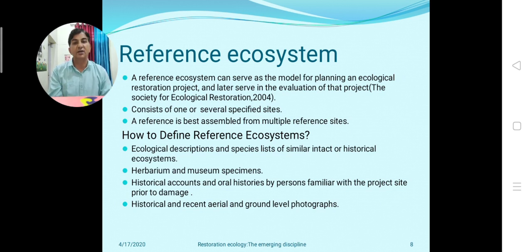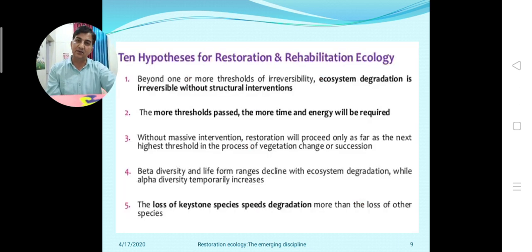There are also historical accounts or oral histories by persons familiar with the project site prior to damage. You can interview the people living there about what kind of ecosystem used to occur at that time, some 50 years back, 30 years back, 20 years back. You can have a rough idea. Or again, you can use historical and aerial photographs, recent aerial photographs or ground level photographs. So with these you can make your reference ecosystem.